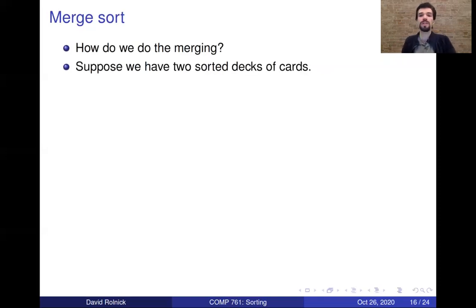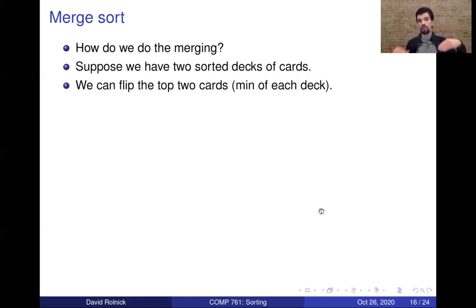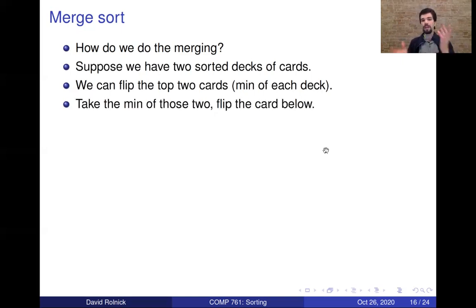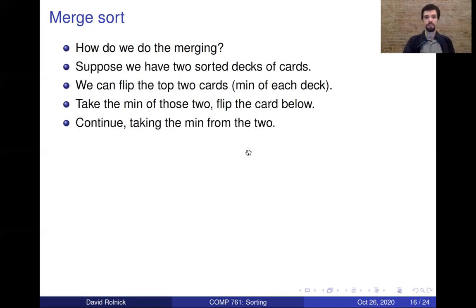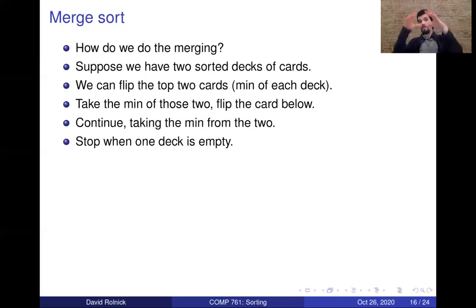Well, suppose we have two sorted decks of cards. We could flip the top two cards, so the min of each deck. We can take the min of those two, and that's our min overall. It's definitely the min of one of those lists. Then we flip the card below the one that we took off, and we take the min from those two, and that has to be the min of the resulting list. We keep on doing this. Each time we take the min of the two candidates, the min in one list and the min in the other list, and we add that to our new list.